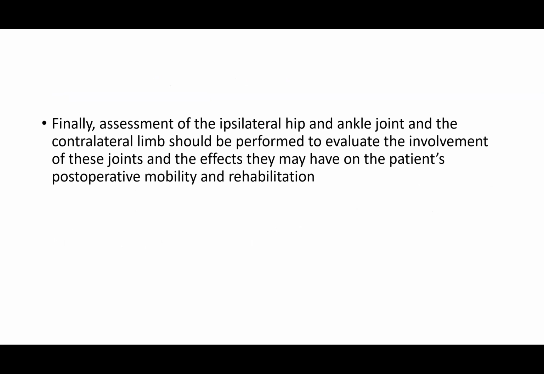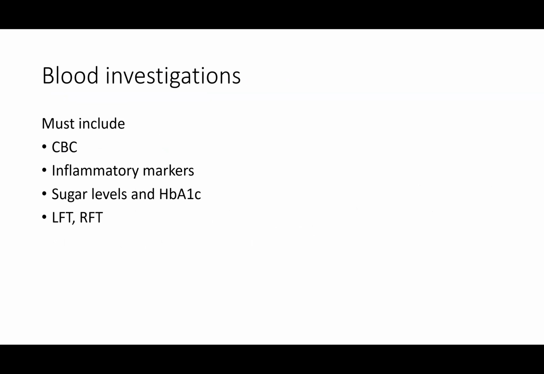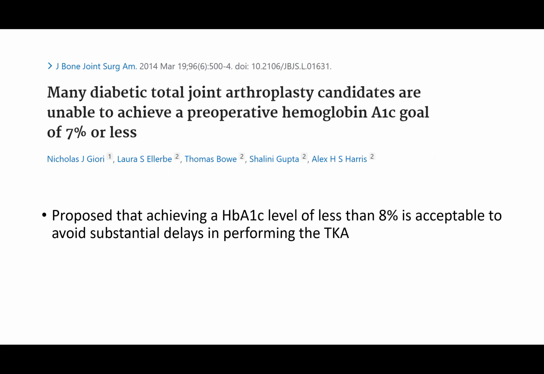Finally, the assessment of the ipsilateral hip and ankle joint and the contralateral limb should be performed to evaluate the involvement of these joints and the effects they may have on the patient's post-operative mobility and rehabilitation. Blood investigations must include complete blood profile, inflammatory markers, sugar levels, HbA1c, LFTs, and RFTs. This article on HbA1c for planning TKA has proposed that achieving an HbA1c level of less than 8% is acceptable to avoid substantial delays in performing a TKA.